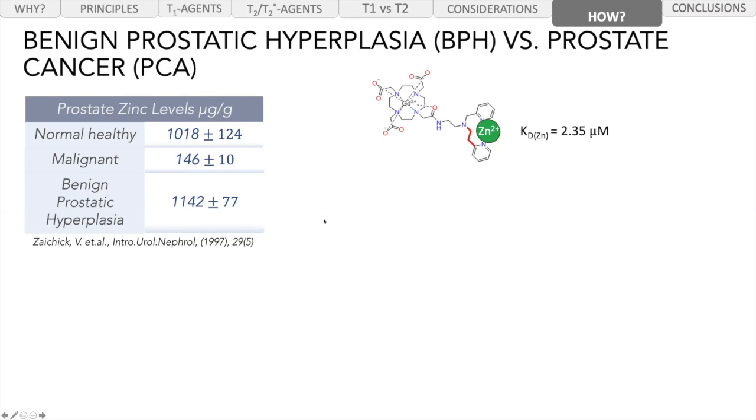So we take advantage of these differences. What we did is design a small molecule, in this case gadolinium-based, an agent that could specifically detect zinc, bind to it, and then promote a change in its magnetic properties to change the T1 of the surrounding water protons.